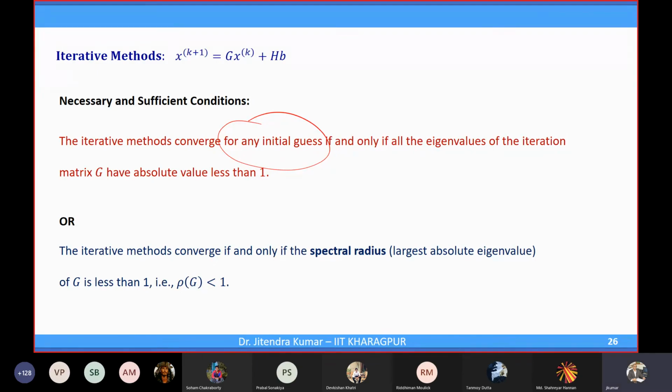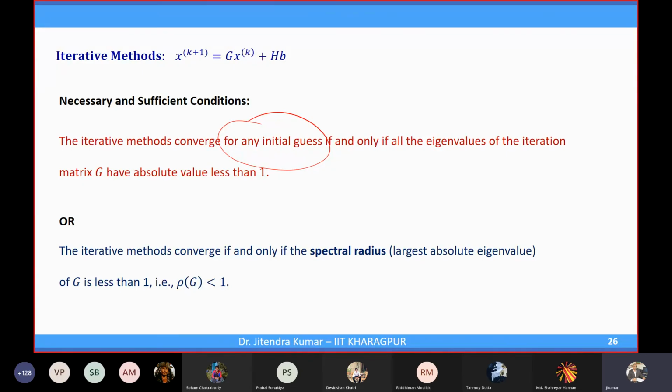The question was whether for a given problem, it can happen that the Gauss-Seidel method converges and the Jacobi diverges, or Jacobi converges and Gauss-Seidel diverges. So the answer is yes. It may happen that for a given problem, the Jacobi method converges and Gauss-Seidel diverges, or the other way around. That will depend on the iteration matrix, because the iteration matrices are different for both the methods.